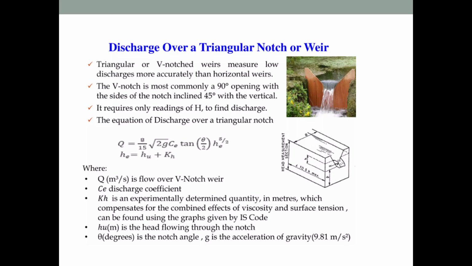And this is actually the discharge over the triangular notch or weir. You can see the shape here, and from that shape you can derive it. This is a V-shaped weir. The V-notch is normally a 90-degree opening; it can also be 45 degrees, etc. So Q is equal to 8 by 15 times C times root 2g times tan theta by 2 times H to the power 3 by 2. Q is the discharge, C is the discharge coefficient, and theta is the notch angle in degrees.